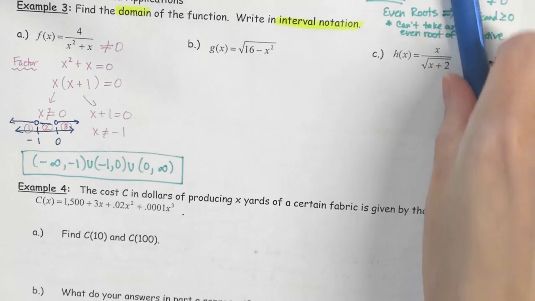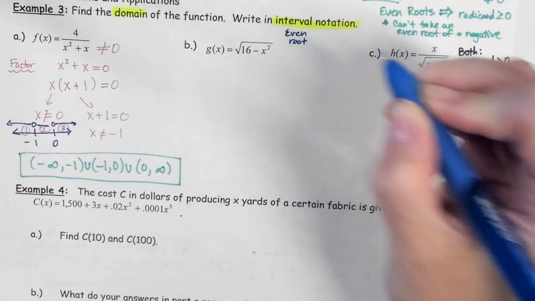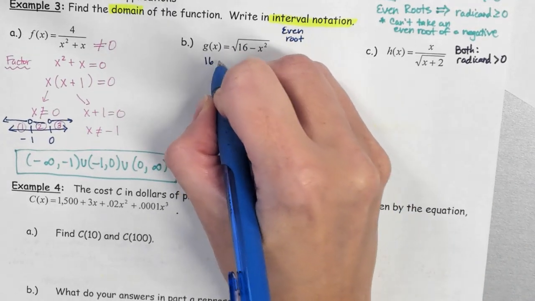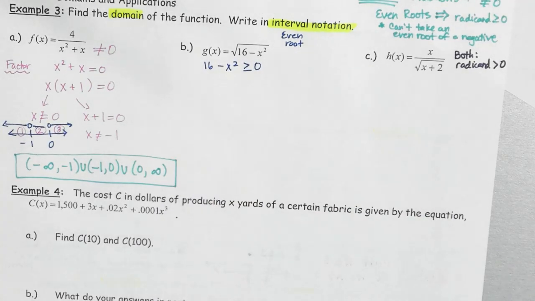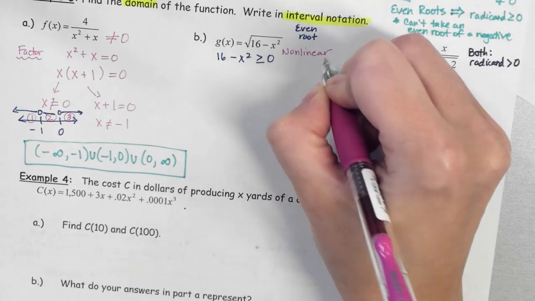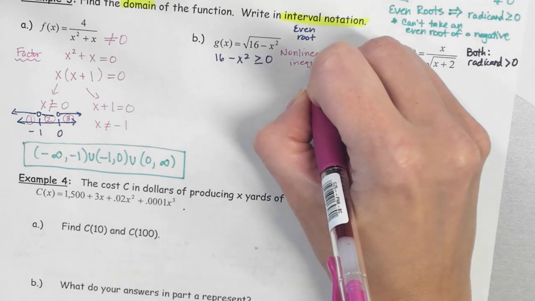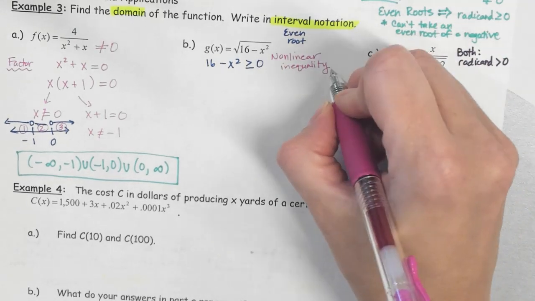Okay, for B, you have an even root. So if it's an even root, we said we have to take whatever is underneath and set it greater than or equal to 0. And then we are going to factor this. This is a nonlinear inequality. This is exactly what we did in 1.7. I gave you a hint on your packet for this on Friday that you had to do your table. Anytime it's a nonlinear inequality, you've got to do your table.